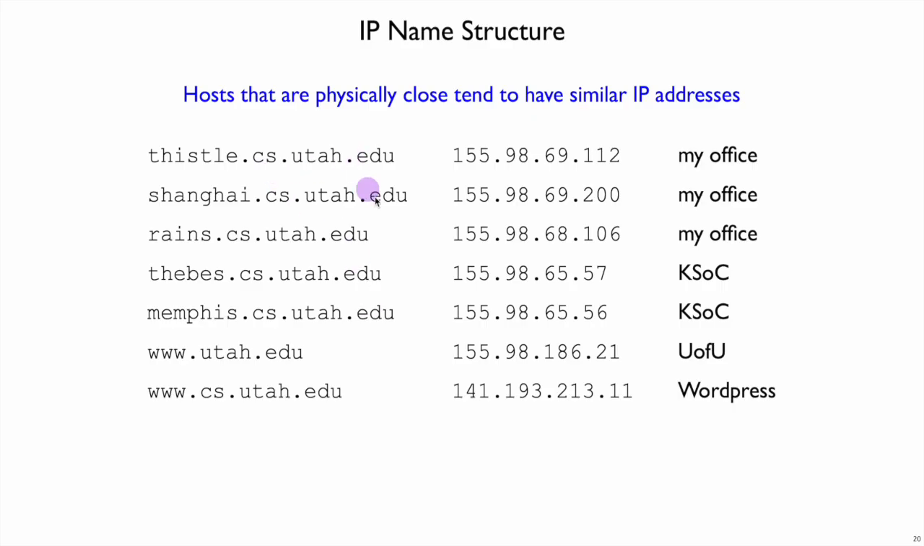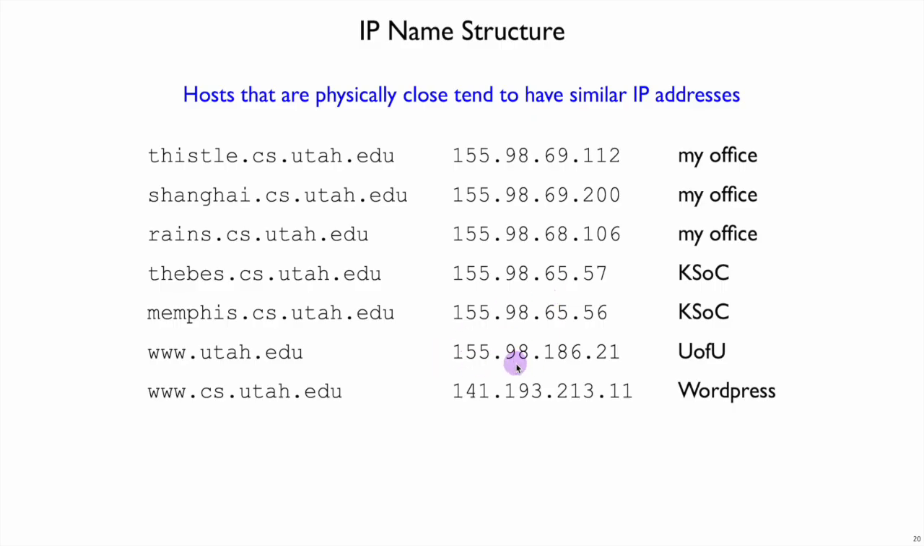For example, there are various machines in my office: thistle.cs.utah.edu, shanghai.cs.utah.edu, Rains. All of these have numbers that start 155, 98, 69, or 68. 68 is still close to 69. Some department servers, like Thebes and Memphis, have 155, 98 numbers, but they have 65, which is a bit further away, and not coincidentally, they're not sitting in my office.